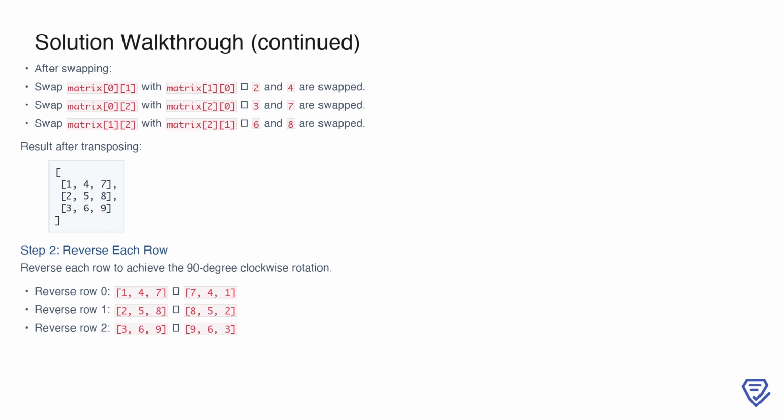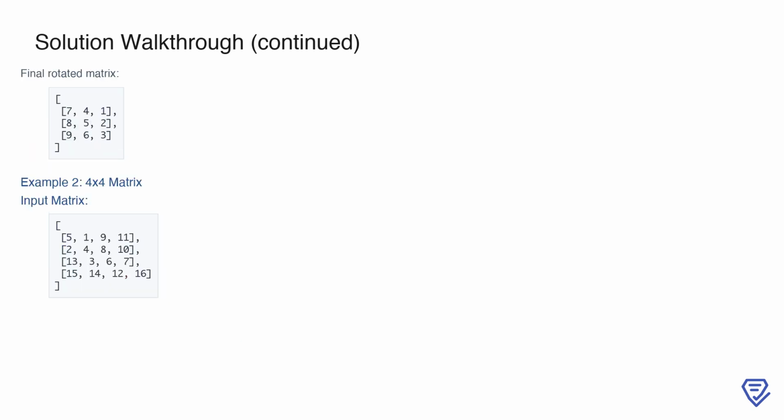Now, we move to the second step, where we reverse each row of the transposed matrix. For row 0, 1, 4, 7 becomes 7, 4, 1. Similarly, row 1, 2, 5, 8 changes to 8, 5, 2, and row 2, 3, 6, 9 becomes 9, 6, 3. The final result of the 3x3 matrix after performing the transpose and reverse steps is shown here. You can see that the matrix has been successfully rotated 90 degrees clockwise.